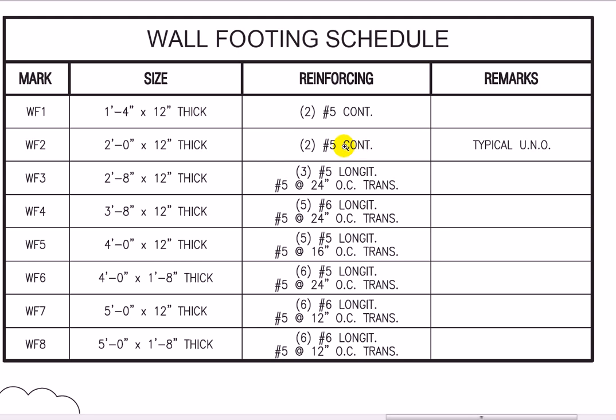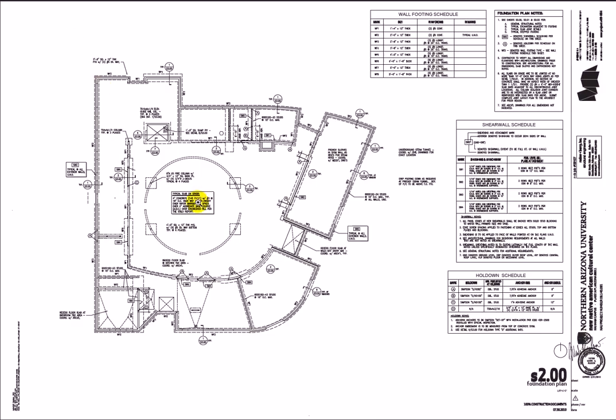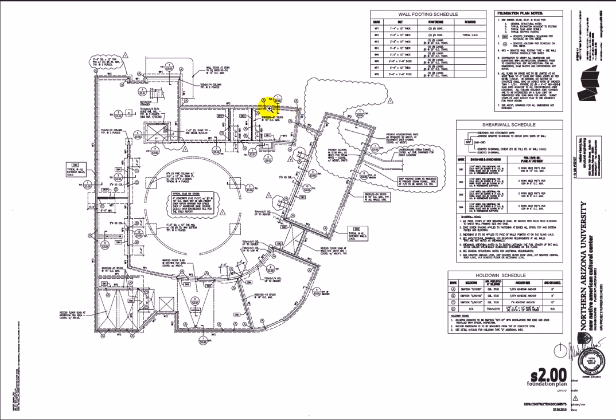Continuous means they put the bars in and they have to put lap splices, and again the distance in the lap splice will be told by the drawings, by the specifications. And then here it says typical unless noted otherwise. So if there's a footing that's not labeled on the drawing, the contractor knows use this one unless it's noted with one of these other indications. So now I have a good feel. There are little strip footings around the perimeter.